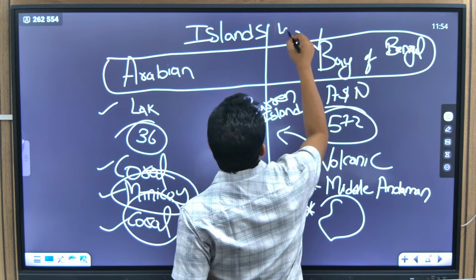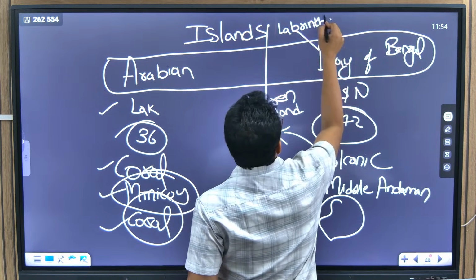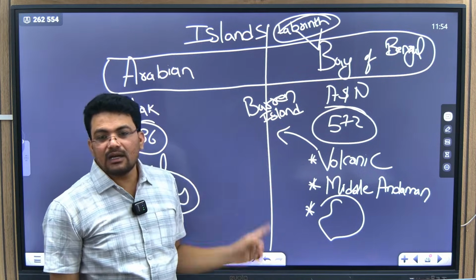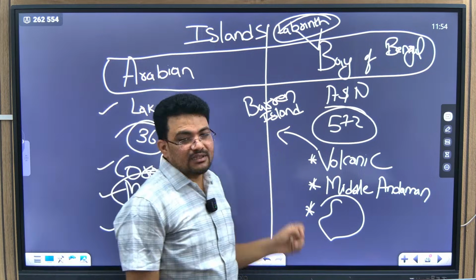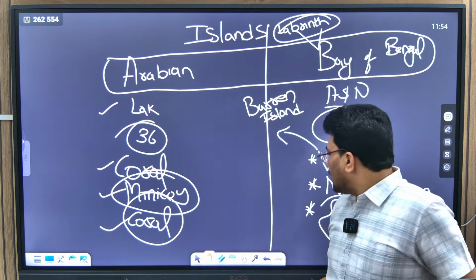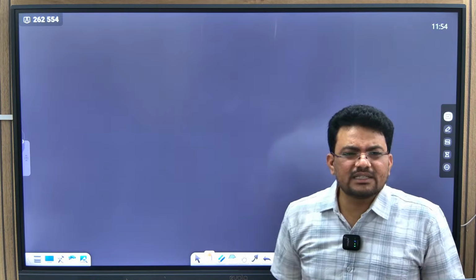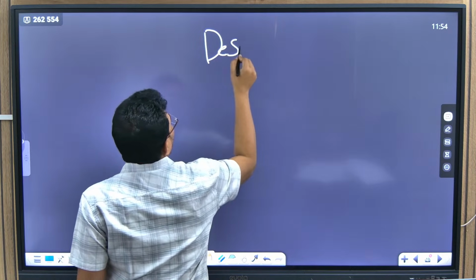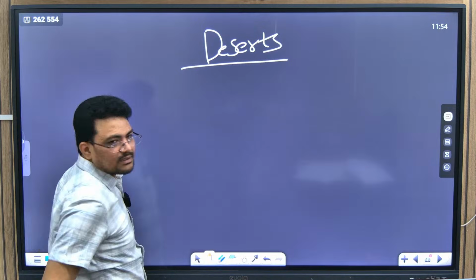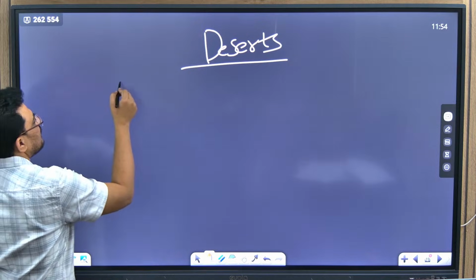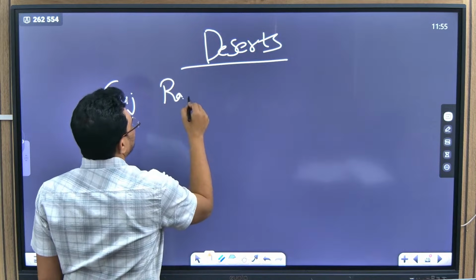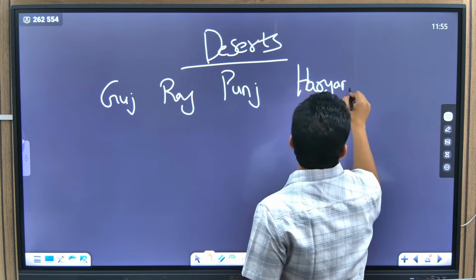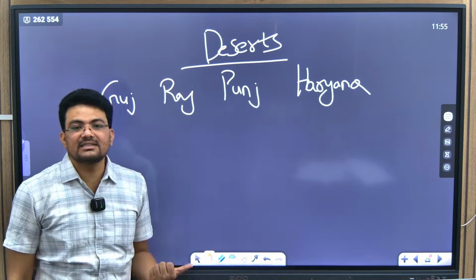Some of the group is called Labyrinth. This Labyrinth Islands group is given in your book. So please remember in the Andaman and Nicobar region, Labyrinth Islands are also there. Now the final one would be deserts. Regarding deserts, you have to know only a few features. Thar Desert is spread in how many states? Gujarat, Rajasthan, Punjab, Haryana as well. So these four states the Thar Desert is spread over.